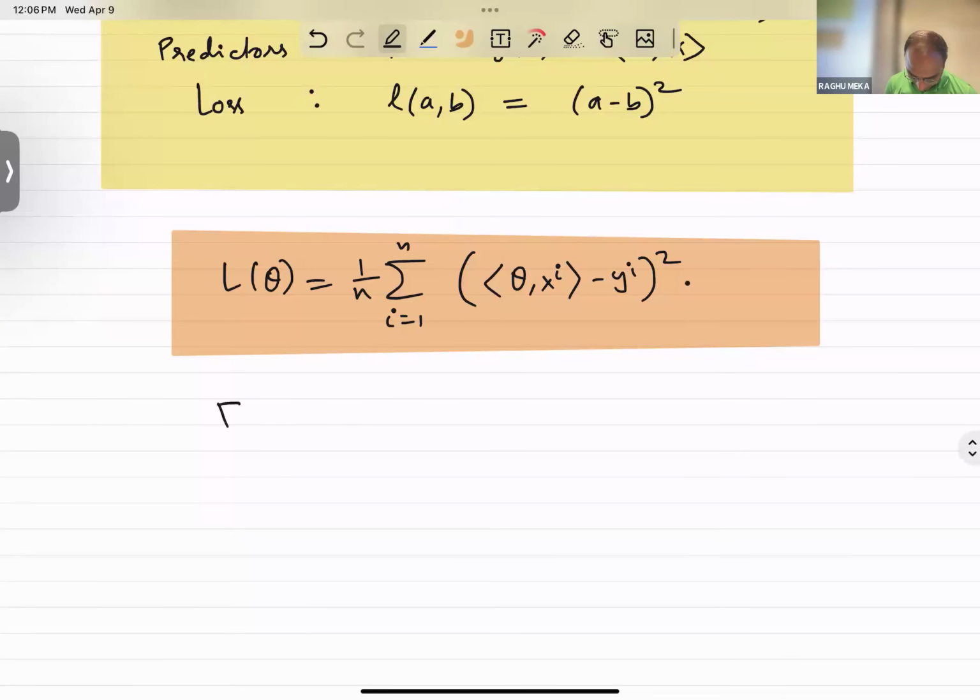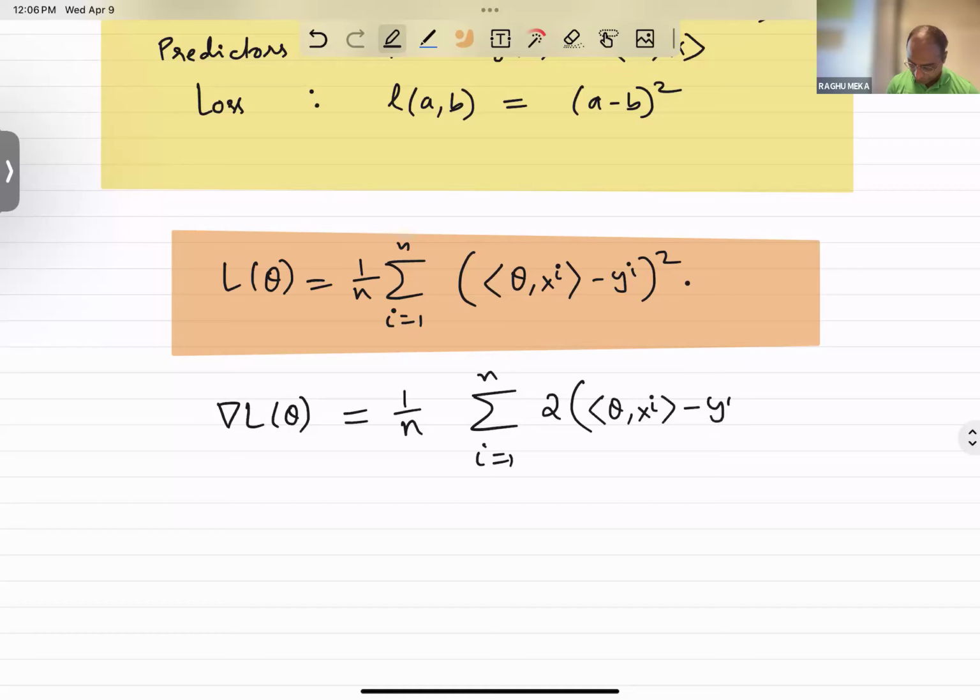And again, calculus 101, you can compute the gradient exactly by the chain rule. And this is just 1 over n times the gradient of the individual terms, which is this. So the gradient of a squared is 2 times a, that's this part. And then you have to compute the gradient of what is inside, and that is just xi.